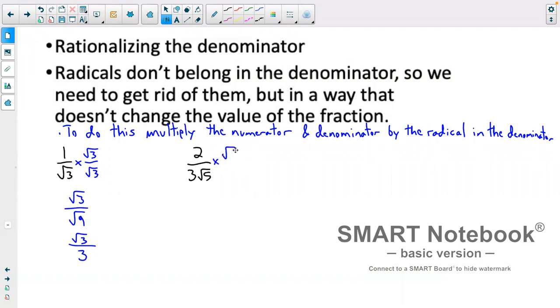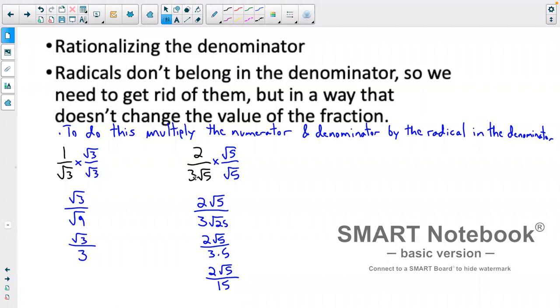So I'd multiply the top and bottom by root 5. So that gives me 2 root 5 over 3 root 25. So that gives me 2 root 5 over 3 times 5. So that's 2 root 5 over 15. Now, in some cases, you may have to reduce the terms after getting your radical out of your denominator. Now, this is what we do if we have just one term in our denominator.